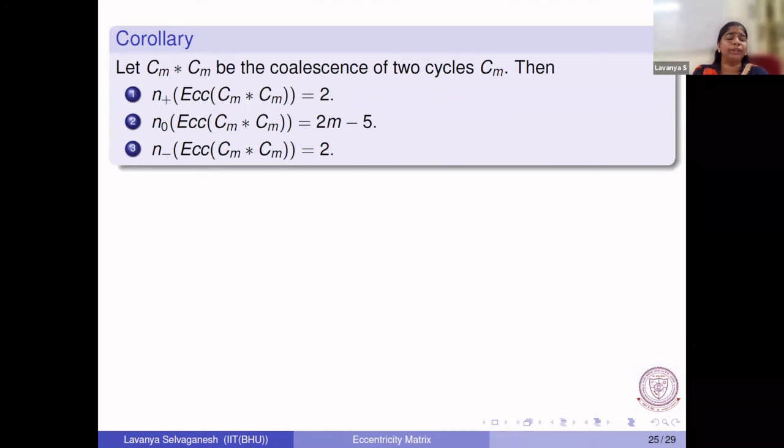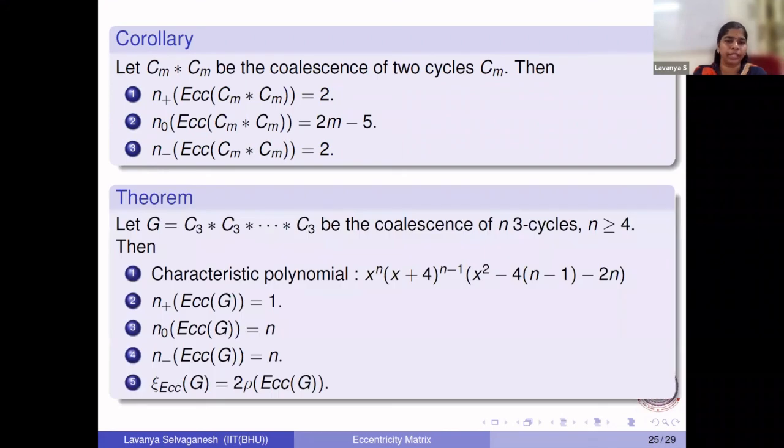So this again leads to the fact that in this case, when there are two complete graphs, there are two positive eigenvalues and two negative eigenvalues, and the rank is again 4. So all the remaining zeros, 2m minus 5, are there. Now the question is, can I extend this to n number of cycles and do it for a general coalescence of cycles, a general graph, which is the generic form of this coalescence of cycles.